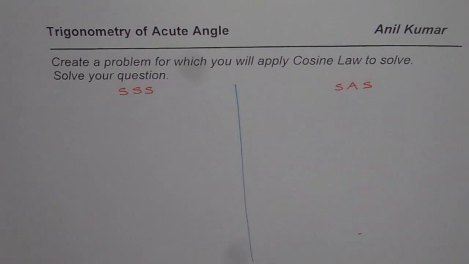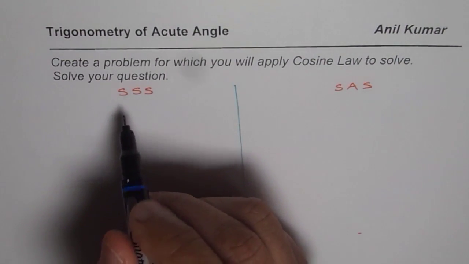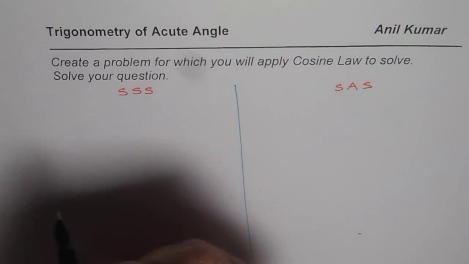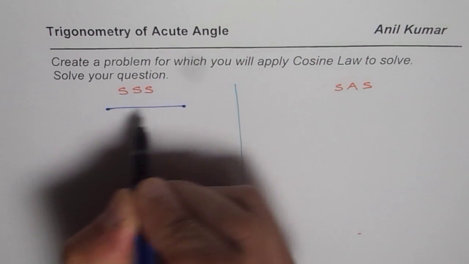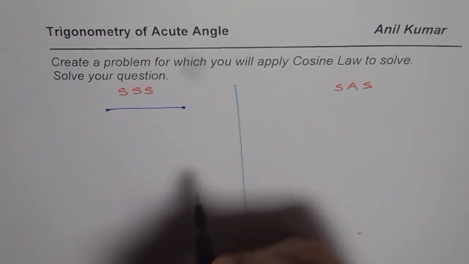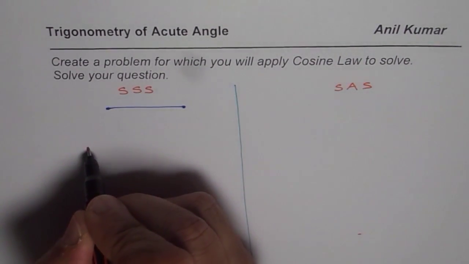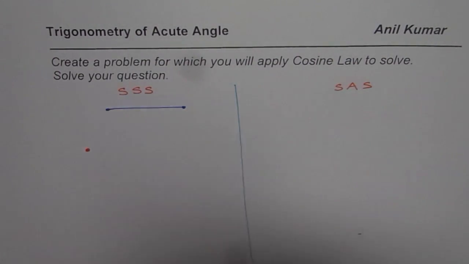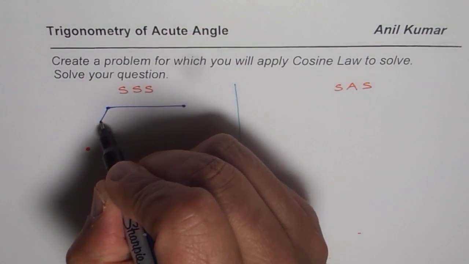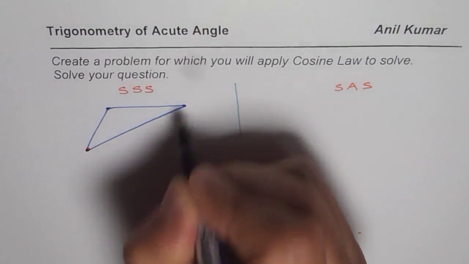So let's take examples which will replicate the scenario. Let's take side, side, side first. Let us say that we have two spotlights on the ceiling and we know the distance between these two spotlights. Let's imagine that there is something to be highlighted at this position, and the distance of that particular thing is known from each spotlight.